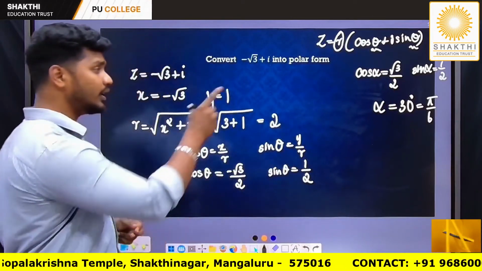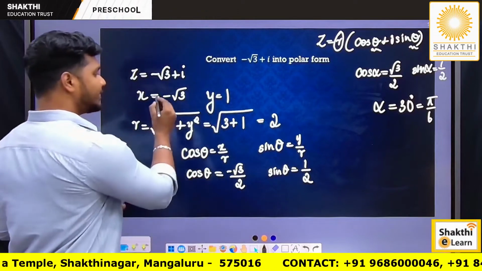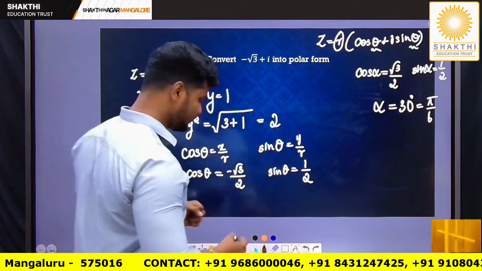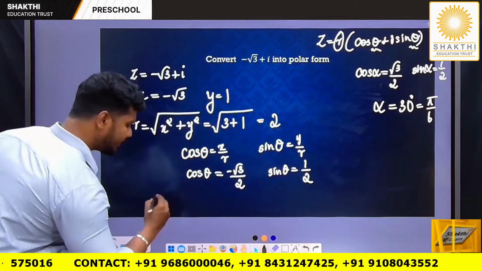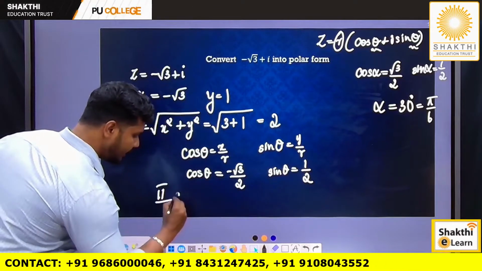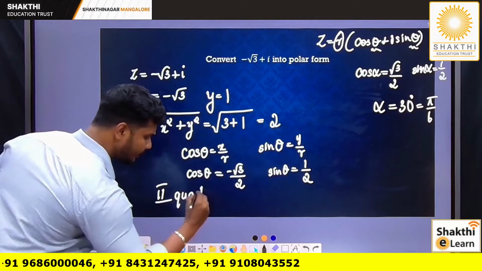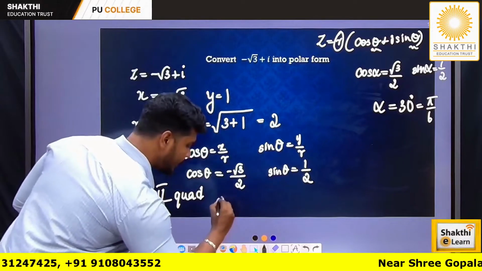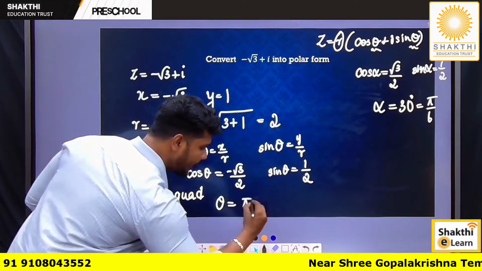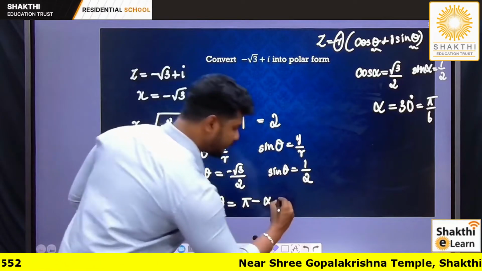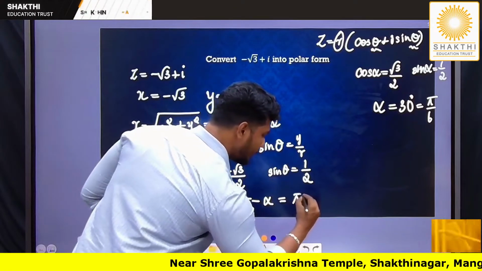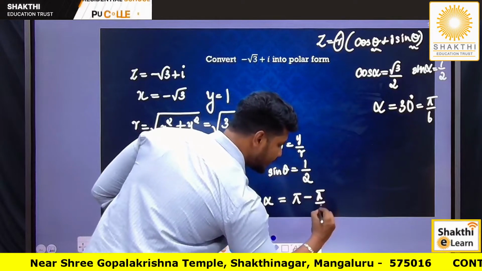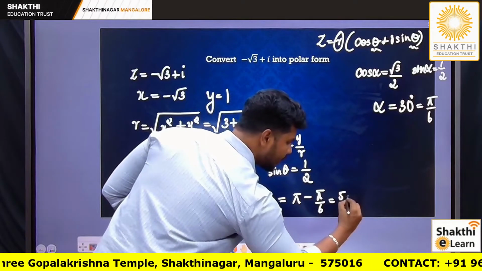Now in which quadrant are we? When x is negative and y is positive, or when cos theta is negative and sin theta is positive, we are evidently in the second quadrant. In the second quadrant, I told you the value of theta: theta is equal to pi minus alpha. Alpha is pi by 6, so it is pi minus pi by 6. The value will be 5 pi by 6.